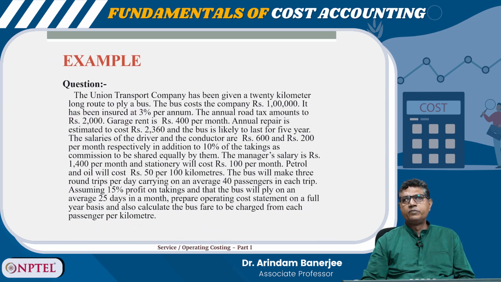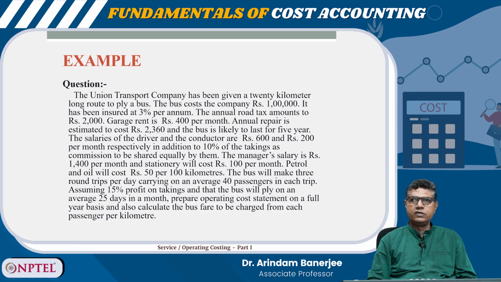So, here is one example again. The Union Transport Company has been given a 20-kilometer long route to ply a bus. The bus costs the company rupees 1 lakh. It has been insured at 3% per annum. The annual road tax amounts to rupees 2000. Garage rent is rupees 400 per month. Annual repair is estimated to cost rupees 2360 and the bus is likely to last for 5 years.